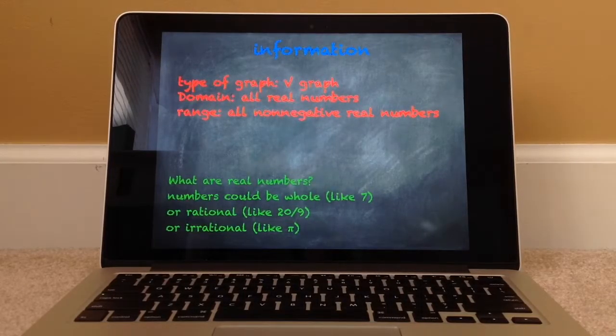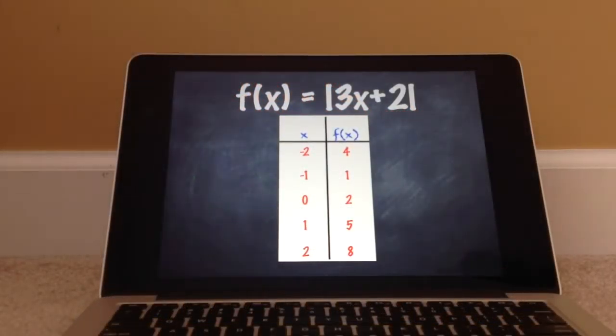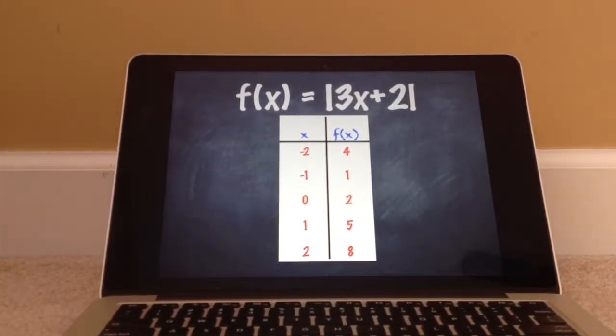The range are all non-negative real numbers, which means that they are positive whole numbers, positive rational numbers, or positive irrational numbers. This is the first example I'm going to be showing you. It is f of x is equal to the absolute value of 3x plus 2. Close the absolute value sign.